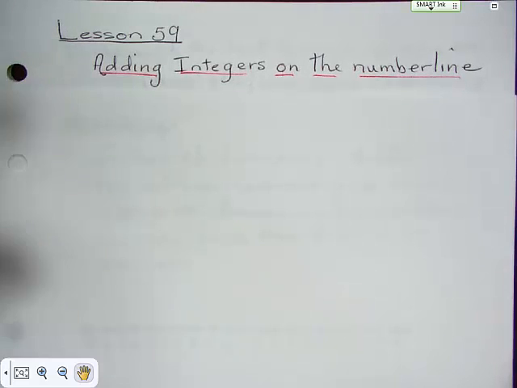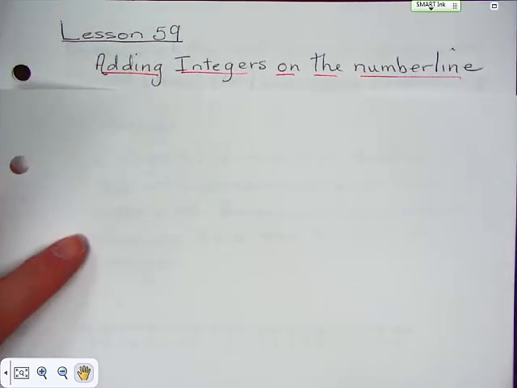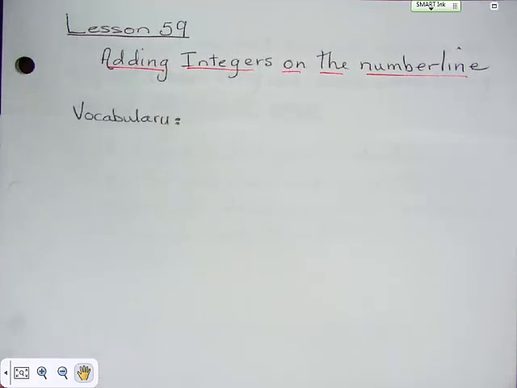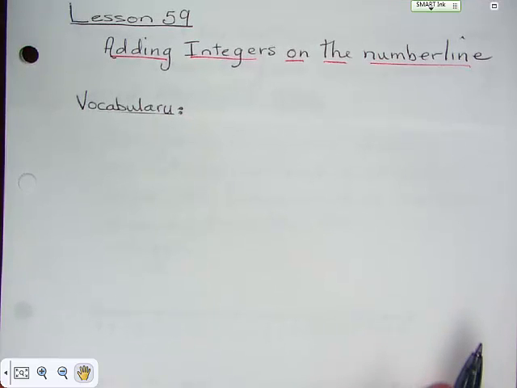Hi there. Today we're going to talk about lesson 59. And lesson 59 has to do with adding integers on the number line. As always, we have just a little bit of vocabulary.